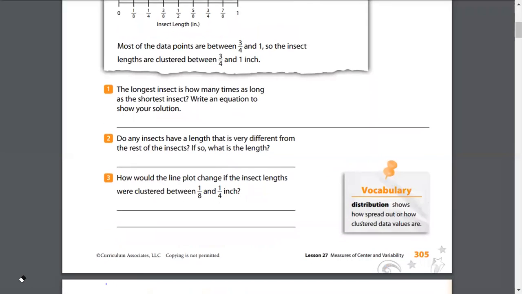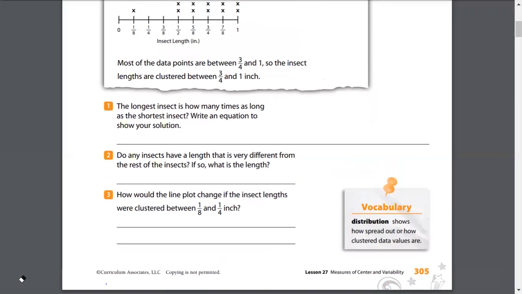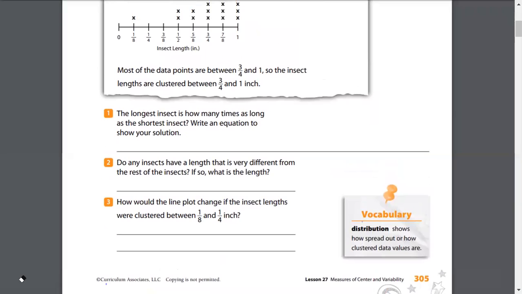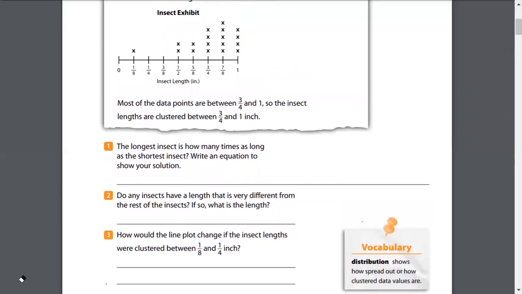So question number 3, we're going to do this with you, and then the remainder you're going to do by yourself, and then we'll look at your independent work. Question 3 says, how would the line plot change if the insects' lengths were clustered between 1/8 and 1/4? So what it's going to do is look at 1/8 and 1/4.